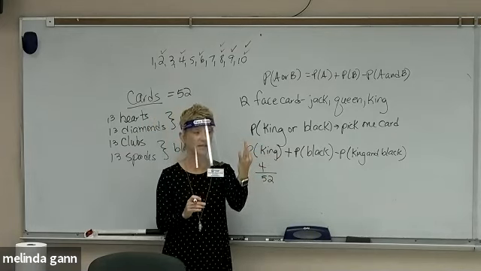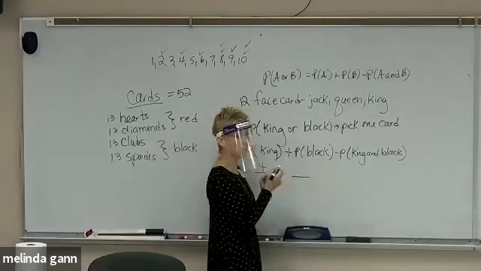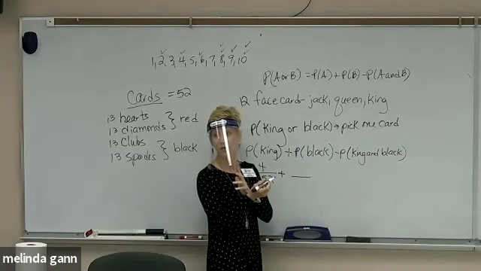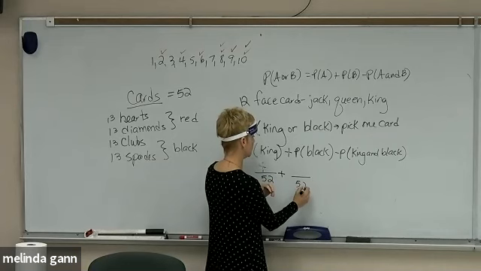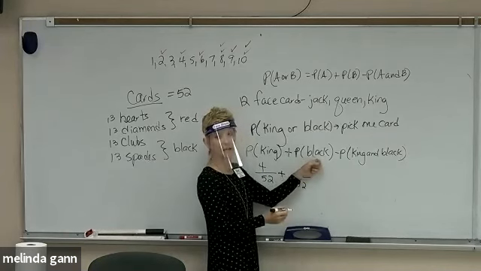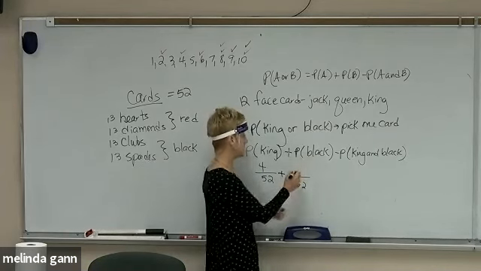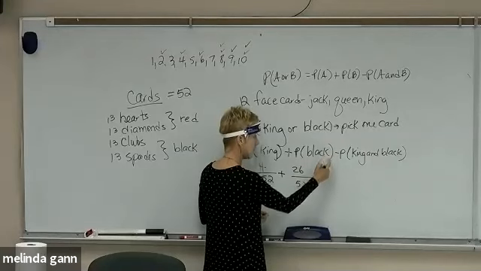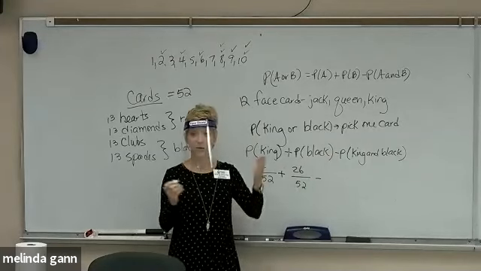Because I've got a king of hearts, a king of spades, a king of clubs, and a king of diamonds. All right, plus. Now, it's like starting a whole new problem. I want to know when you pick one card, what's the chance it's black? And what always goes on the bottom of probability? What's my total? 52. Of those 52 cards, how many are black? 26, very good. Minus.